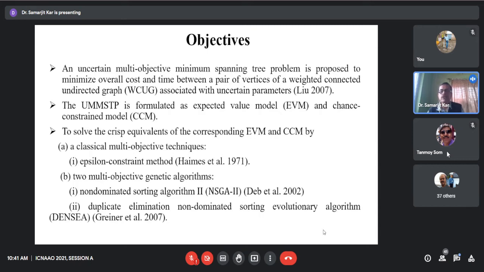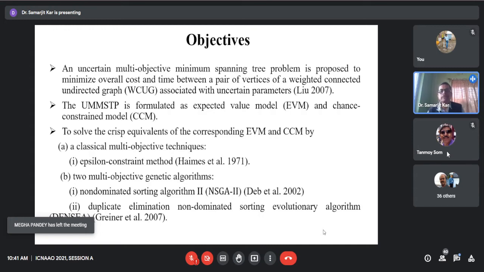Accordingly, we can design this spanning tree problem, basically a bi-objective spanning tree problem, where our first objective is to minimize the cost and the second objective is to minimize the time. And obviously, since there are some uncertainties in time and cost, this is an uncertainty based model.